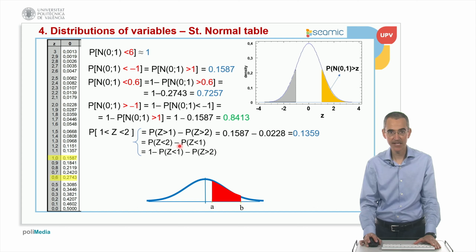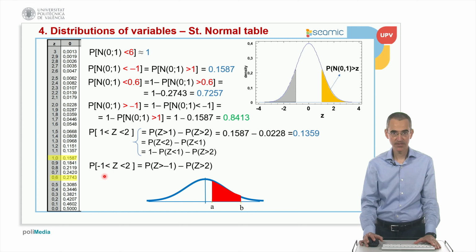In this case, we have chosen the first one, so bigger than 1. I have this value here, 1 is about 0.16, minus bigger than 2, which is the value that I put here. So we get the solution, about 0.14.